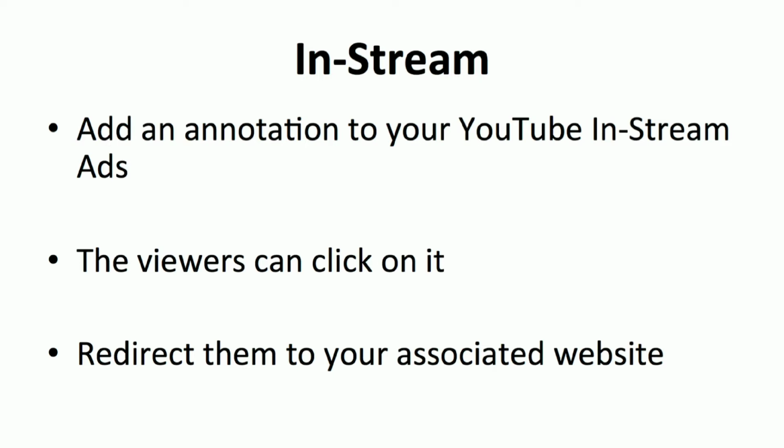To set up the annotation on your in-stream ads, go to the settings for your in-stream section, and then type in the relevant URLs. And then just scroll to the bottom of the page and hit the Save button.